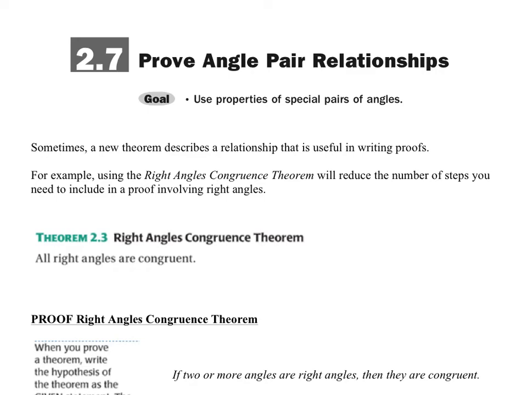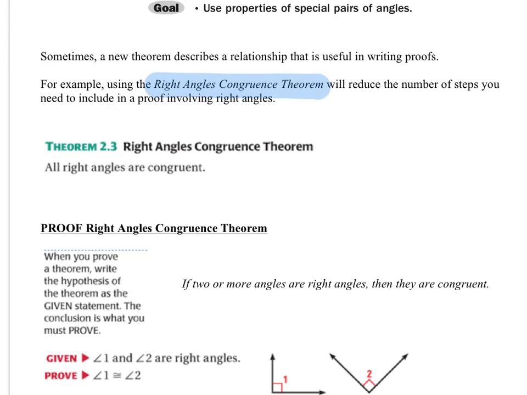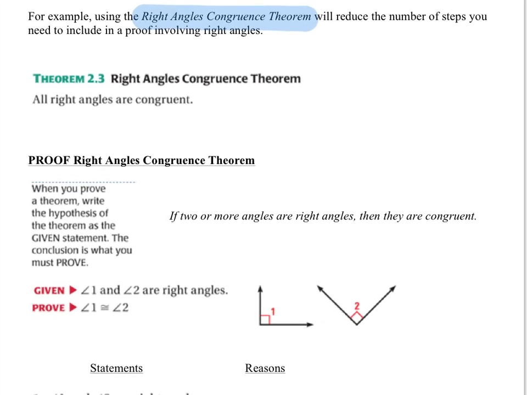We're going to continue Unit 2 with proving angle pair relationships. So this is going to be some more proofs. Sometimes a new theorem describes a relationship that is useful in writing proofs. So, for example, we're going to prove the right angles congruence theorem. This will reduce the number of steps that you need to use in proofs involving right angles.